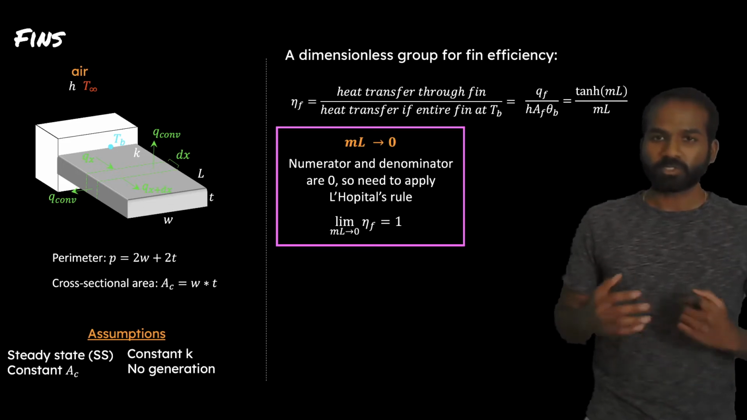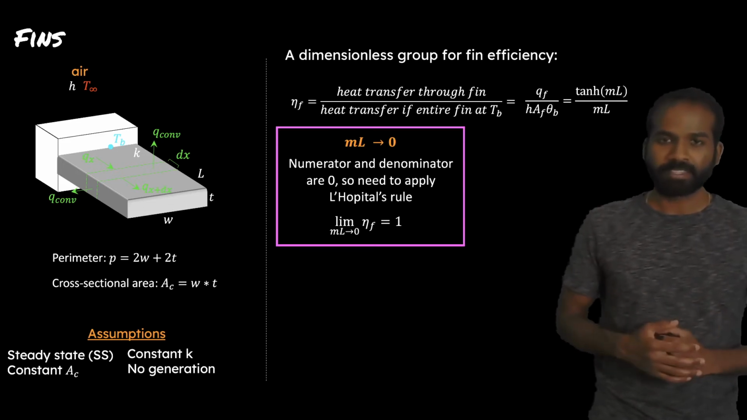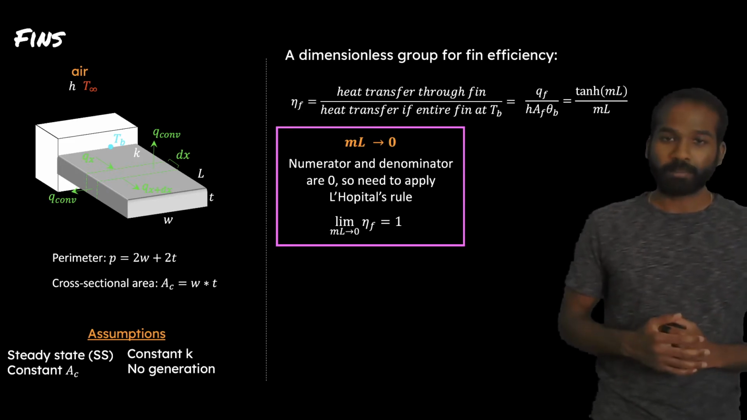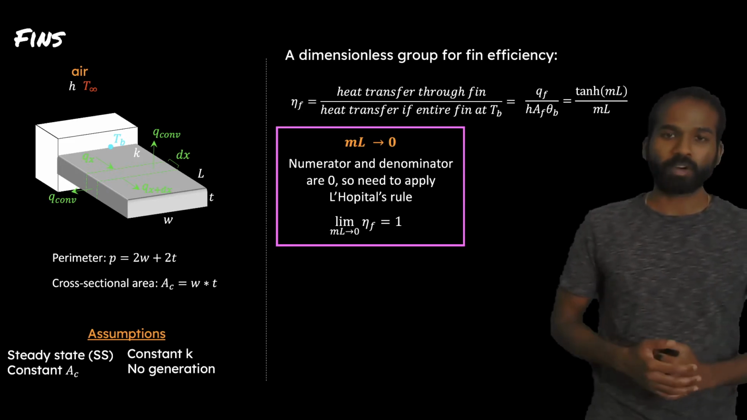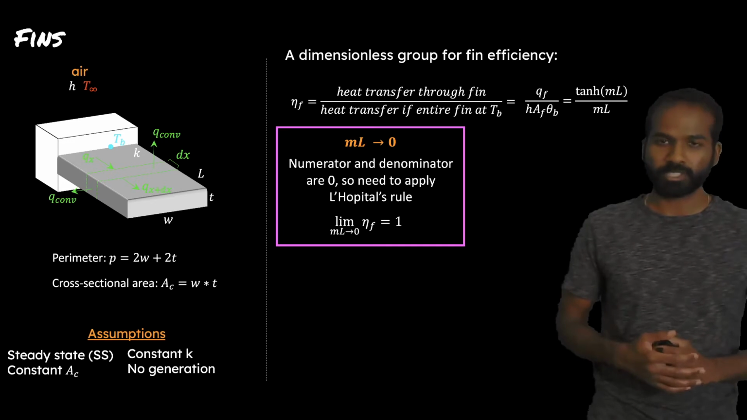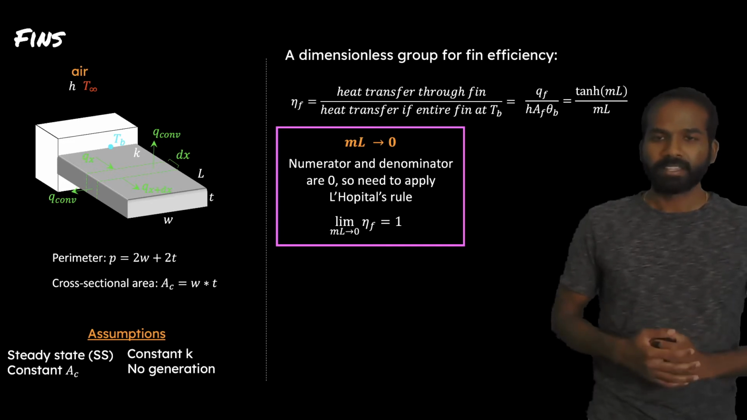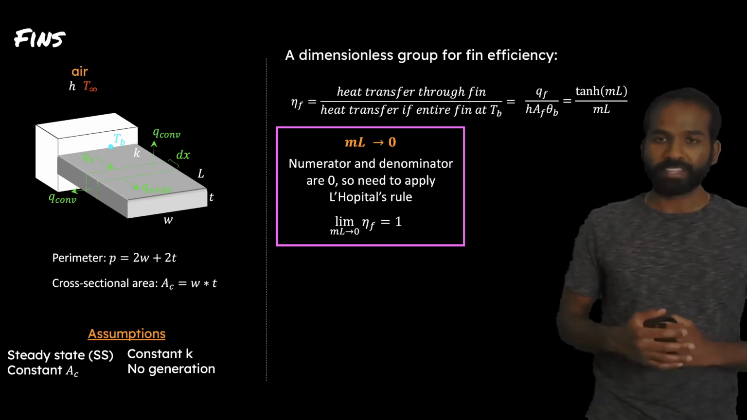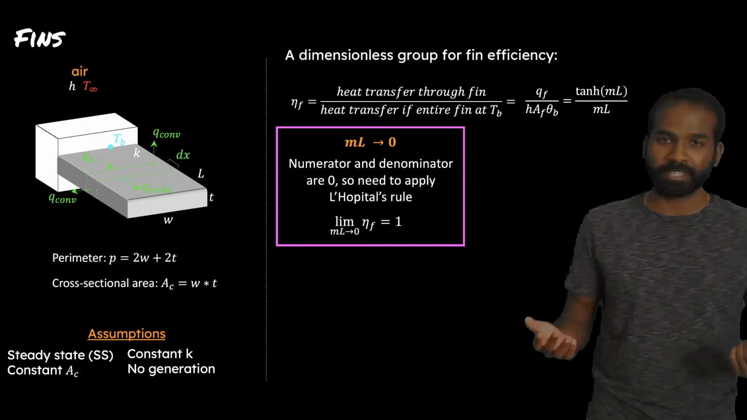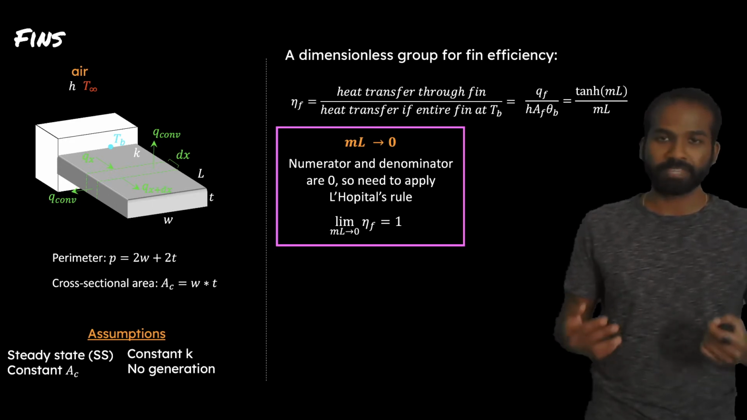So we can look at this solution first in its limits. As mL approaches 0, the numerator and denominator are both 0, so we have to apply L'Hopital's rule. If we do this, we find that the fin efficiency approaches 1. This means that for a fin which is relatively short, its heat transfer is a lot like holding the entire fin at T sub B, and hence the fin efficiency is 1.